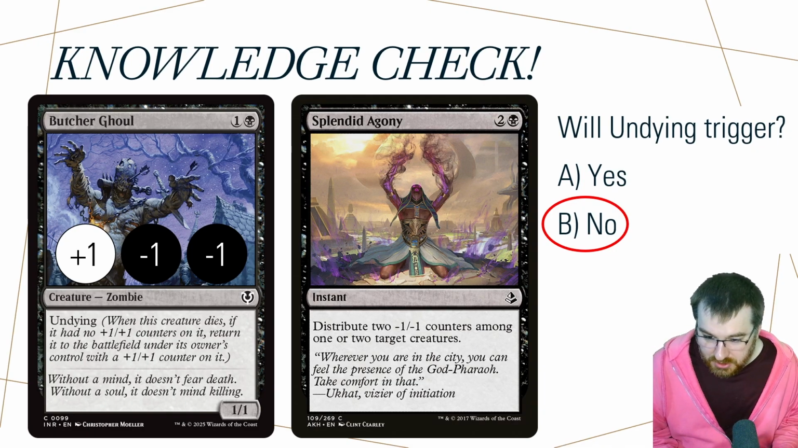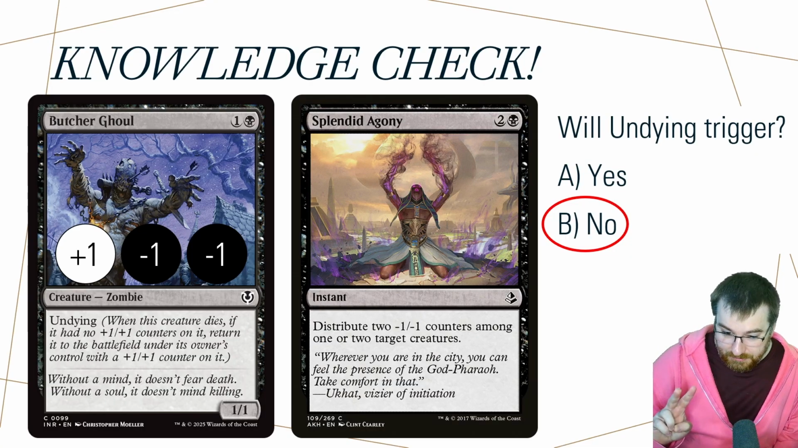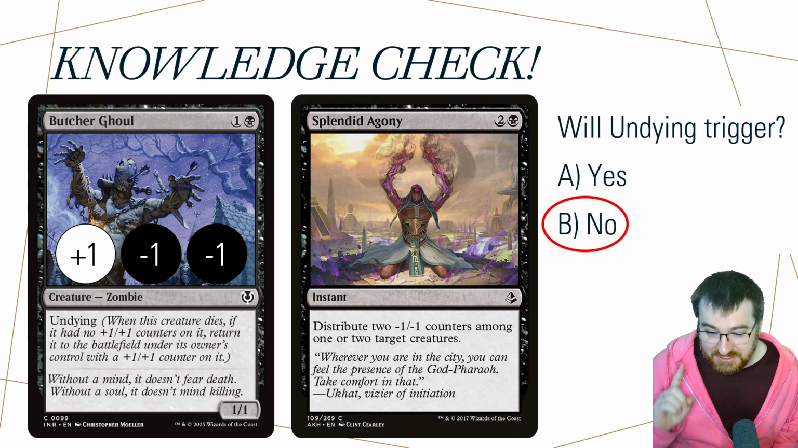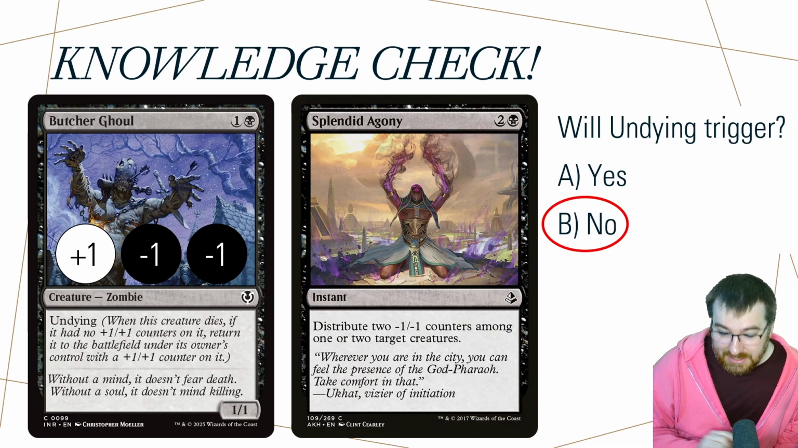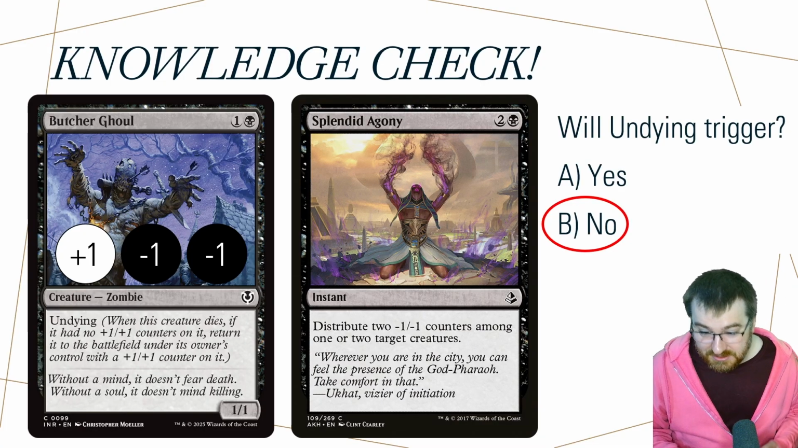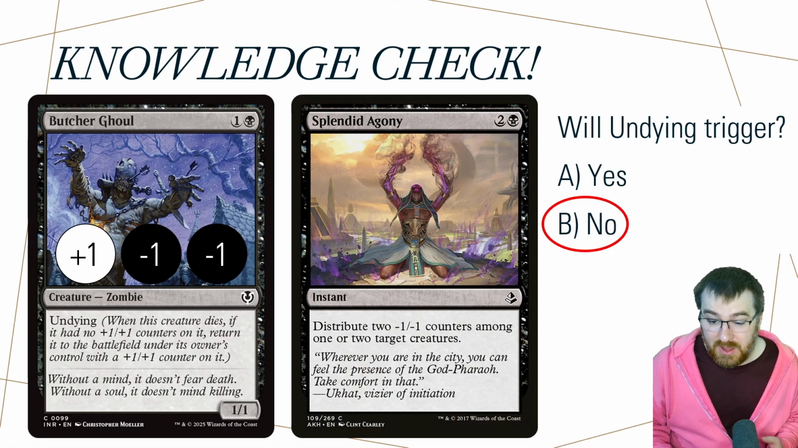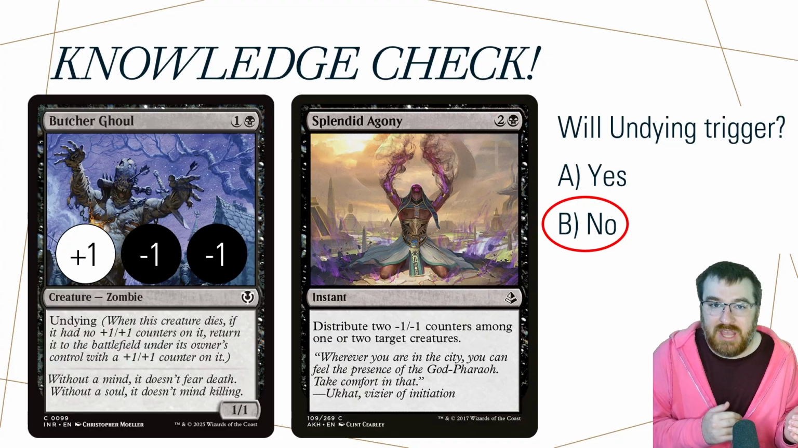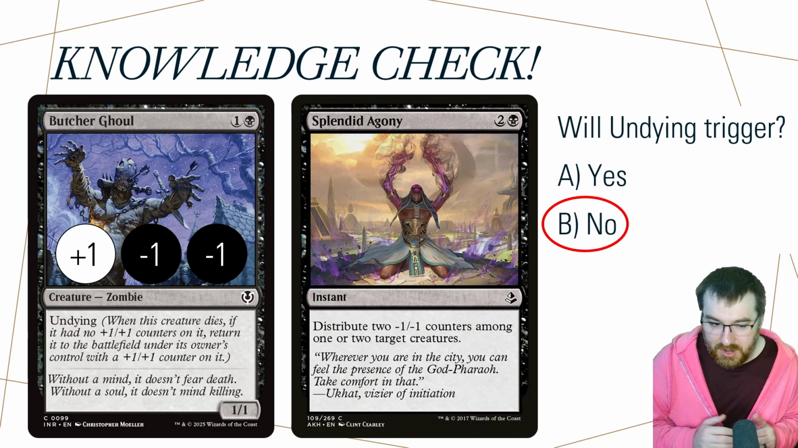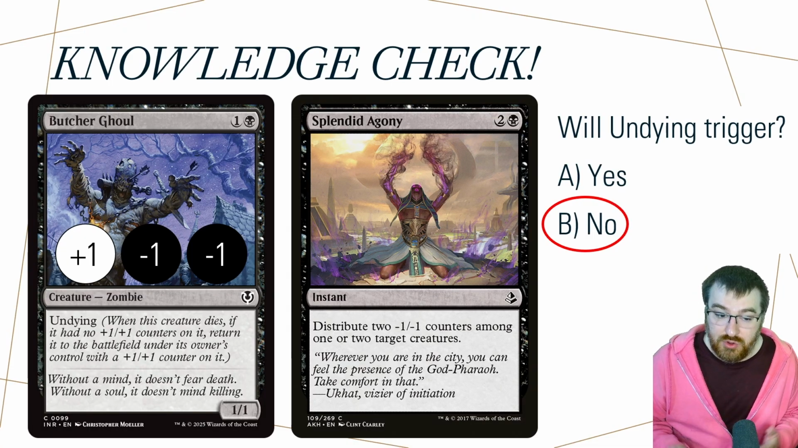After Splendid Agony resolves, and we put those two -1/-1 counters on Butcher Ghoul, we'll check to see if there are any state-based actions that would need to be performed, and we see that there are two of them. The first is that Butcher Ghoul has 0 or less toughness, so it needs to die. Second, we see that Butcher Ghoul has both a +1/+1 counter and a -1/-1 counter, so there's a state-based action that would remove enough +1/+1 counters and -1/-1 counters such that there aren't at least one of each. In this case, it would remove the +1/+1 counter and one of the -1/-1 counters.